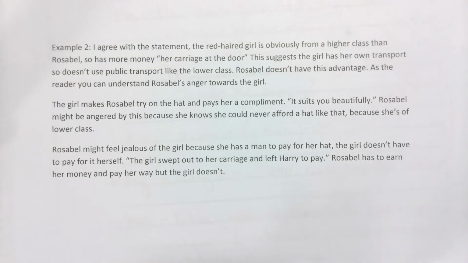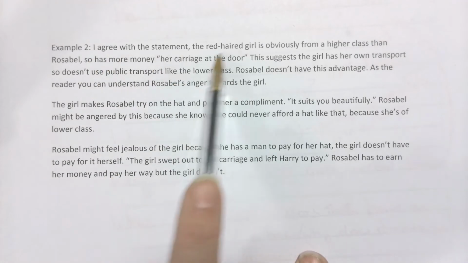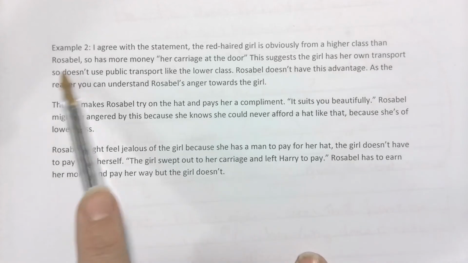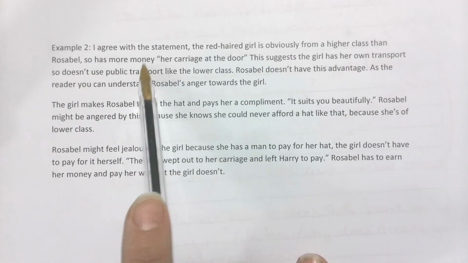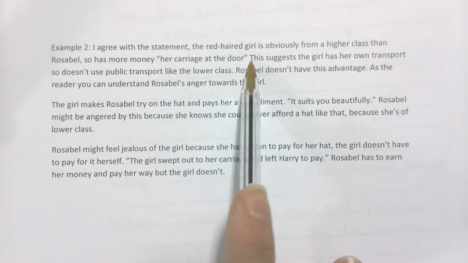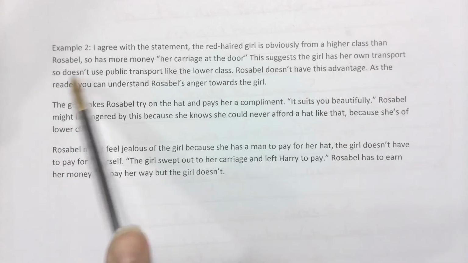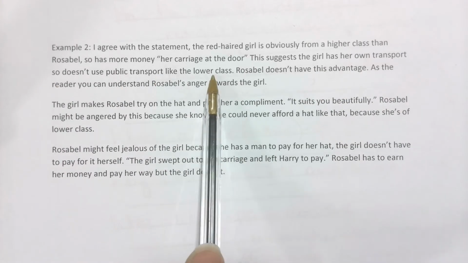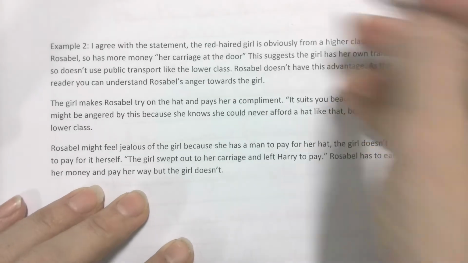Disclaimer, just because it's shorter doesn't mean it's lesser, but we'll see. So this one says, I agree with the statement. The redhead girl is obviously from a higher class than Rosabel, so has more money. Her carriage at the door. This suggests the girl has her own transport, so doesn't use public transport like the lower class. Alright, so that's alright.